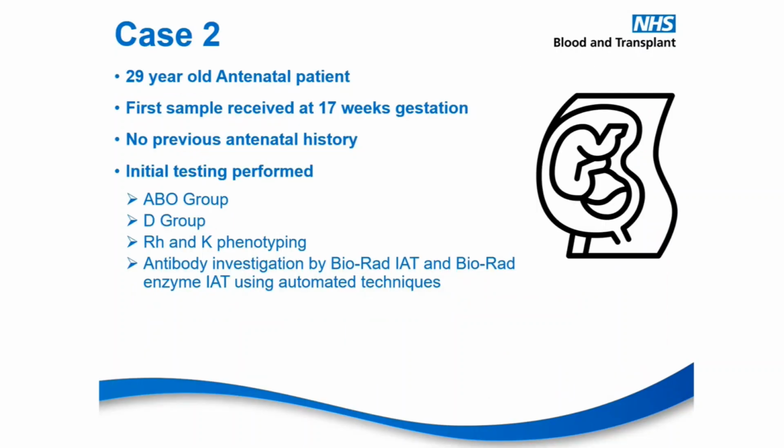Okay, so case two. This is another antenatal patient, a 29-year-old. The first sample was received for this patient at 17 weeks gestation. We have no previous antenatal history on our LIMS system, and the initial testing was performed: the ABO group, D group, Rh and K phenotype, and the antibody investigation on our automated technique by means of IAT and enzyme IAT.